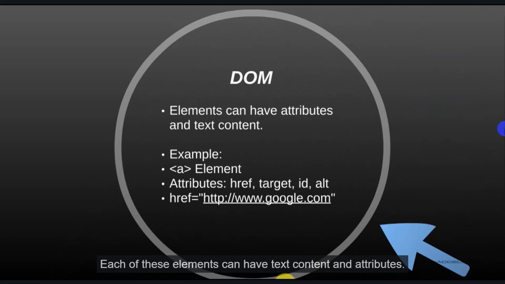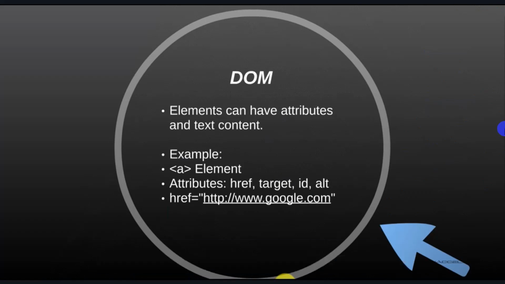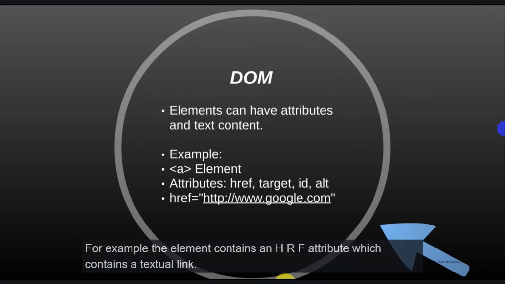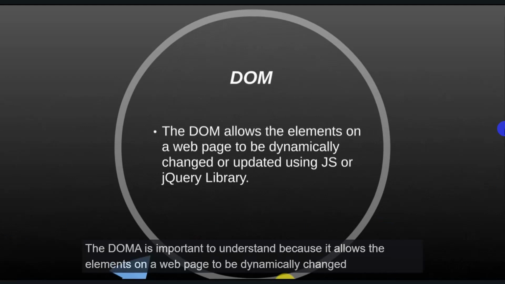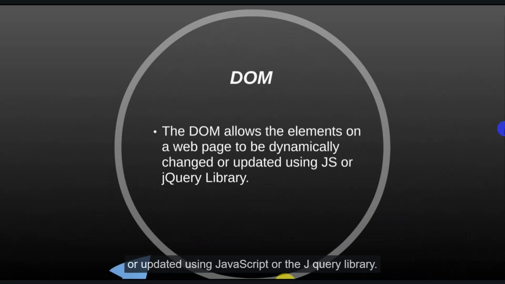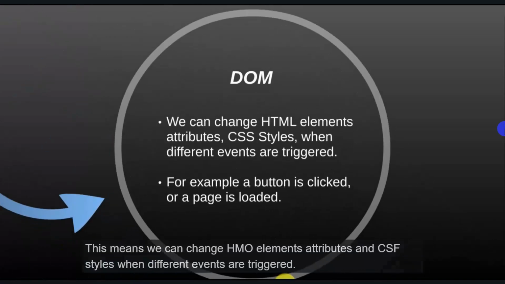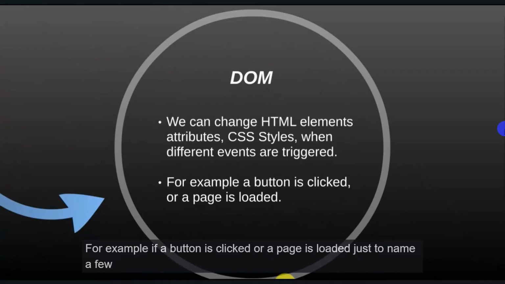Each of these elements can have text content and attributes. For example, the A element contains an href attribute, which contains a textual link. The DOM is important to understand because it allows the elements on a web page to be dynamically changed or updated using JavaScript or the jQuery library. This means we can change HTML elements, attributes, and CSS styles when different events are triggered, for example, if a button is clicked or a page is loaded, just to name a few.